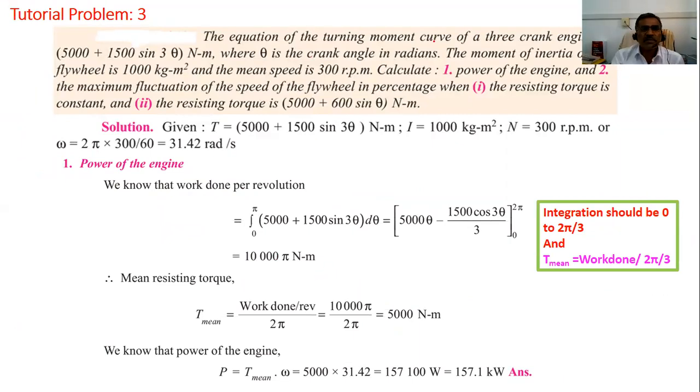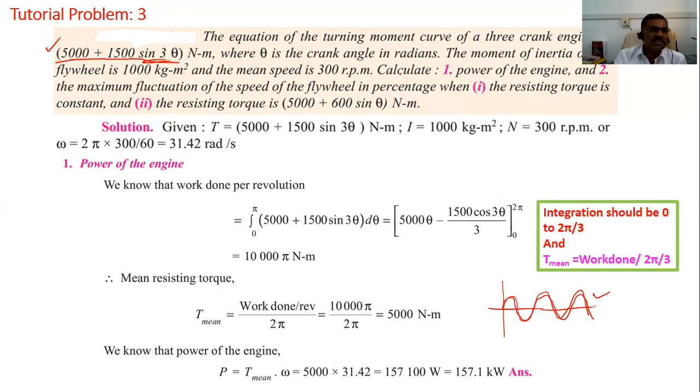Now another problem. The equation of turning moment curve of a three crank engine is 5000 plus 1500 sine 3 theta. So here the torque is given in terms of an equation. In the previous problem, it was given as a triangle, but here it is given in the form of an equation. If you draw a sine curve, how will it vary? It will vary like this. Here, this is also a sine curve, but instead of sine theta it is sine 3 theta, so the curve will go like this.